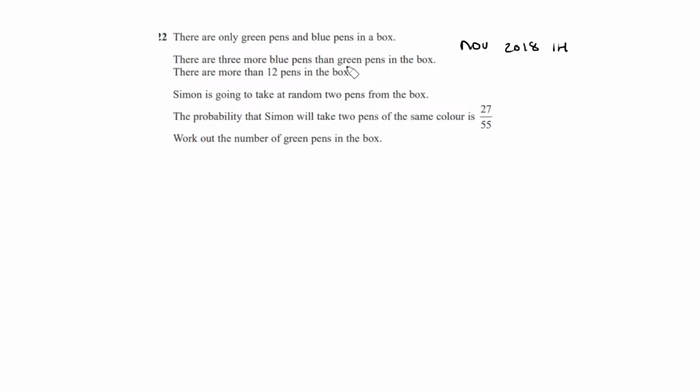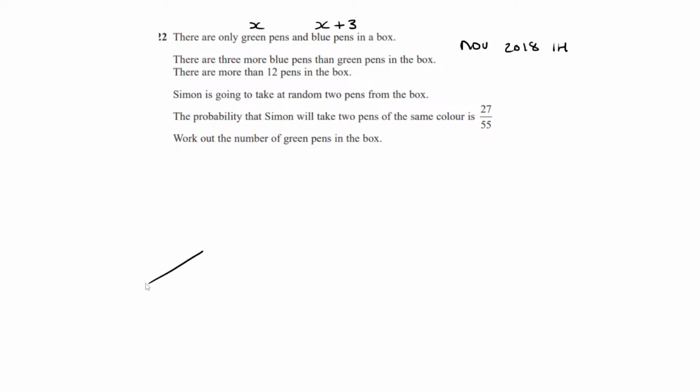So that's why I'm looking at this sentence here: there are 3 more blue pens than green. I normally label X as the smallest one. In this case, green is the smallest number of pens, isn't it? Because then blue is 3 more than that. So I could write X plus 3 for blue. Now they're both in terms of X, the same letter.